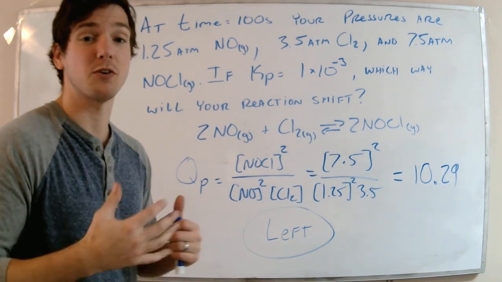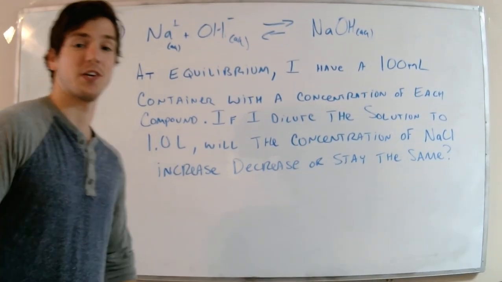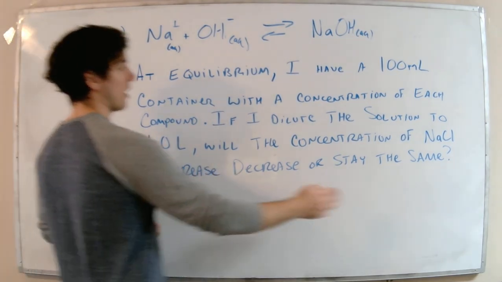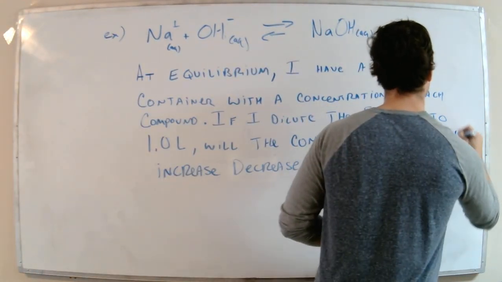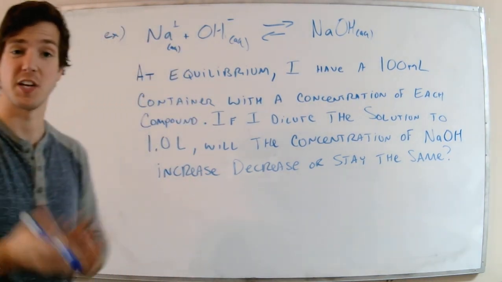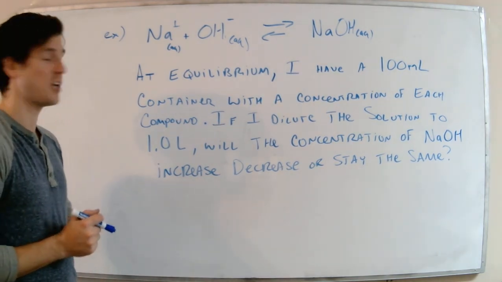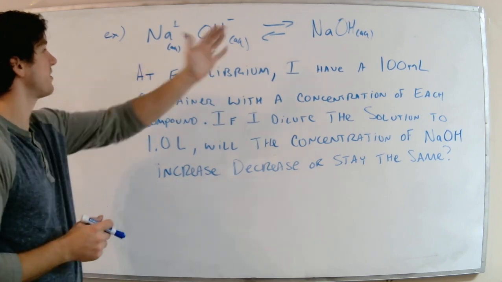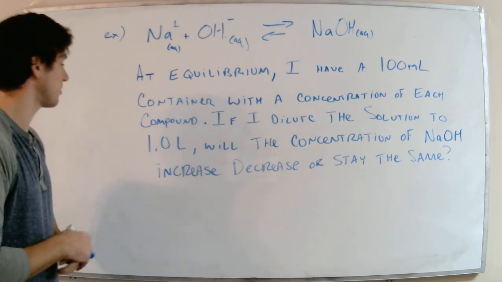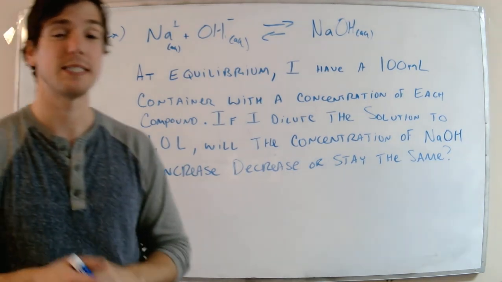Let me show you an example of what you'll see on the AP exam, what they love to show you. So here is a common AP question we see all the time. But anyway, it says, here's a reaction. I got Na and OH, and they're in equilibrium with sodium hydroxide. It says at equilibrium, I have 100 milliliters of a container with a concentration of each of these species. So Na plus, OH minus, or NaOH. If I dilute the solution to 1 liter, will the concentration of NaOH increase, decrease, or stay the same?